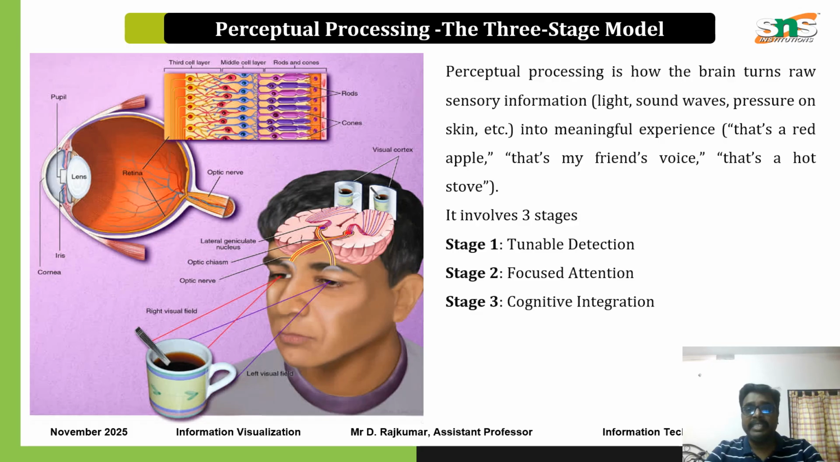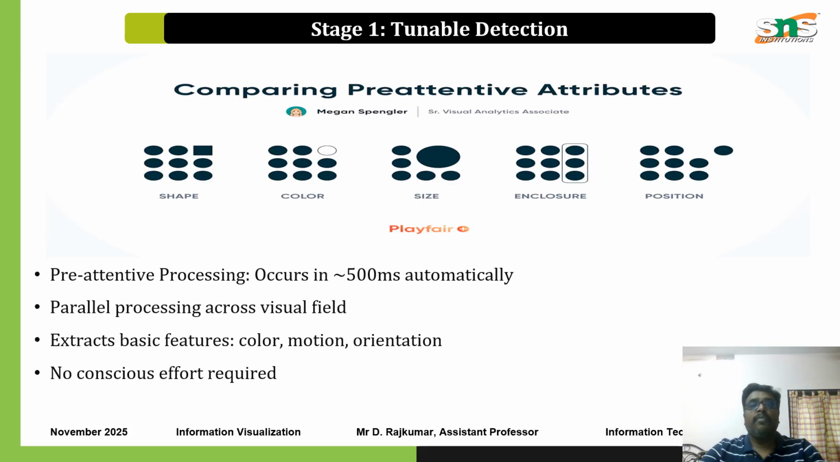It involves three stages. The first one is tunable detection, the next one is focused attention, and the third one is cognitive integration. First, we are going to discuss tunable detection. It is pre-attentive processing, which normally occurs in 500 microseconds. It is parallel processing across the visual field, so our eyes look at various objects or experience various things at the same time. How is this information processed in the brain?